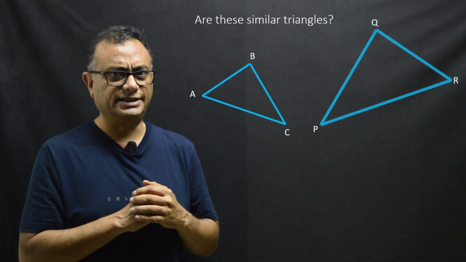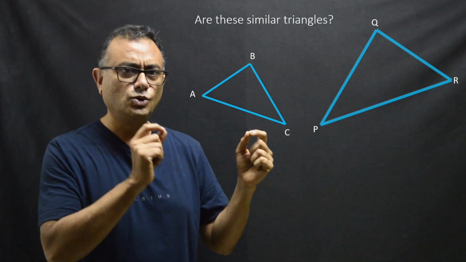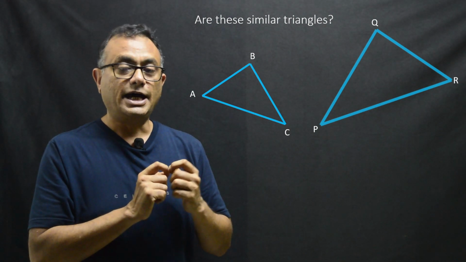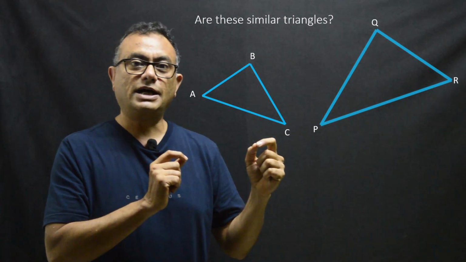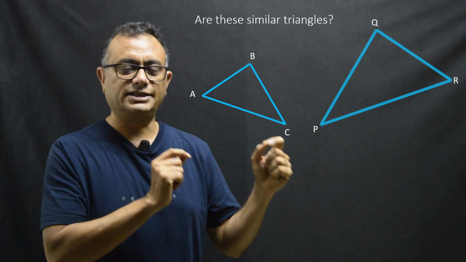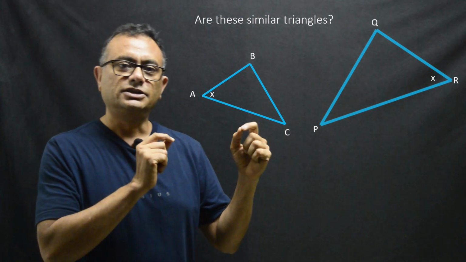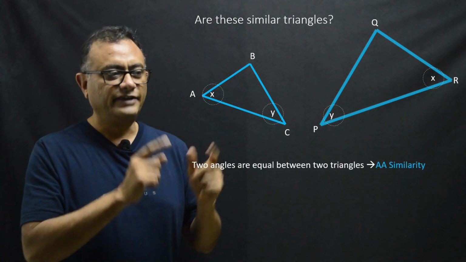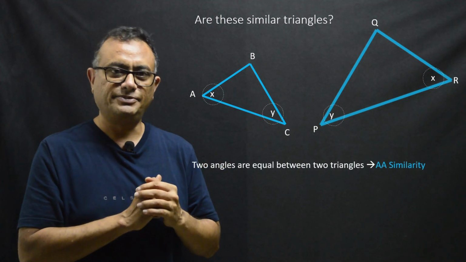AA similarity says that if you have 2 angles in this set of triangles which are equal, and you have another set of 2 angles which are equal between these triangles, in our case there is an angle x which is same, there is an angle y which is same, then through this AA similarity we can say that these 2 triangles are similar to each other. Now let's look at the second rule.